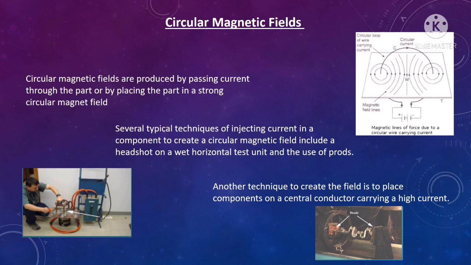Circular magnetic field. Circular magnetic fields are produced by passing current through the part or by placing the part in a circular magnetic field. Several techniques of injecting current into a component to create a circular magnetic field include a head shot on a wet horizontal test unit and the use of a wand. Another technique to create the field is to place the component on a center conductor carrying a high current.